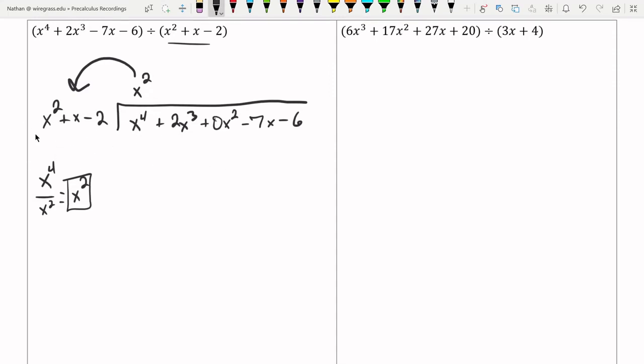So x squared times x squared is x to the 4th. X squared times x is x cubed. X squared times -2 is -2x squared. If the columns are not lined up, then that means you've probably written it wrong or you've missed something, because you should expect the 4s to line up, the 3s, the 2s, and so on. Then at this point, we're going to subtract.